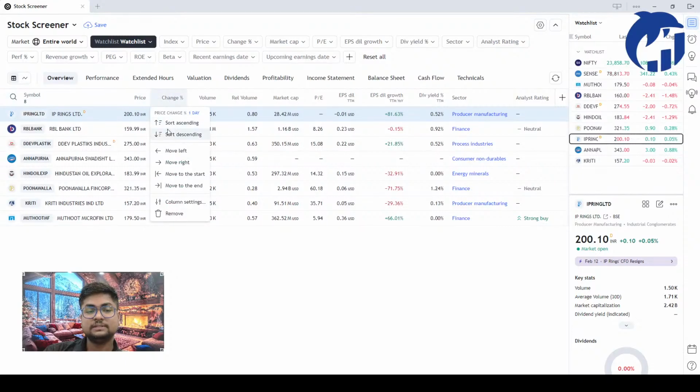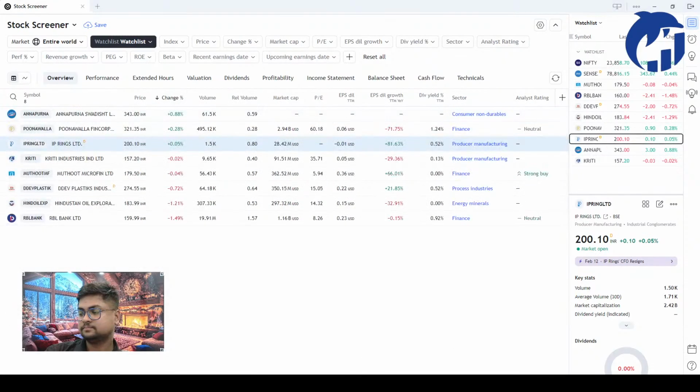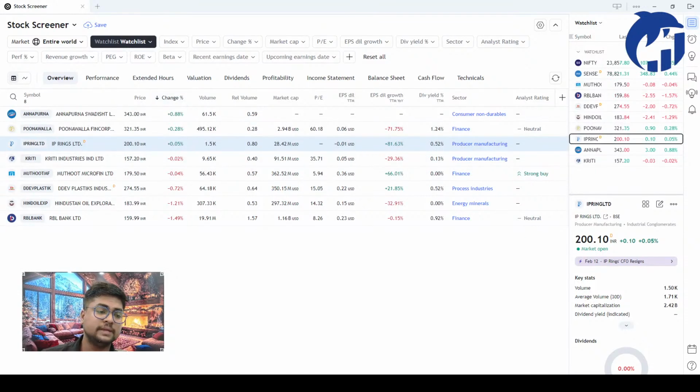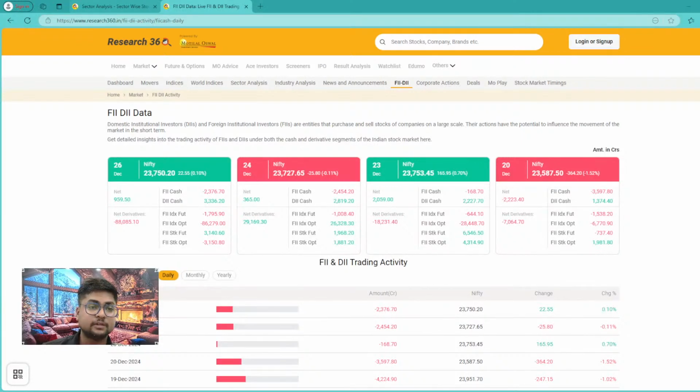So just look at the performances. These are the performances for today. Annapurna Swadhist, Poonawalla Fincorp, and IP Ring are having a great performance as of now. Just have a look at which stocks you want me to go through. Let's look at Annapurna Swadhist, our second latest entry in the web pages, so we will understand its position better. Let me take you through its web pages.